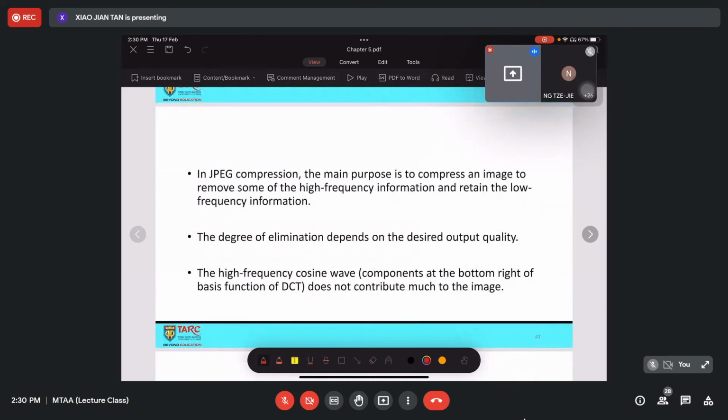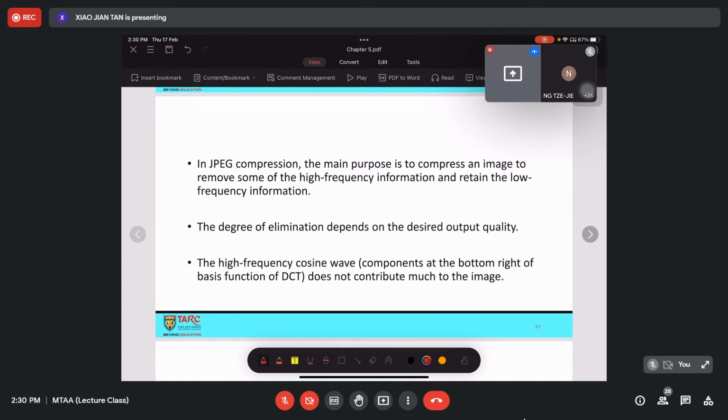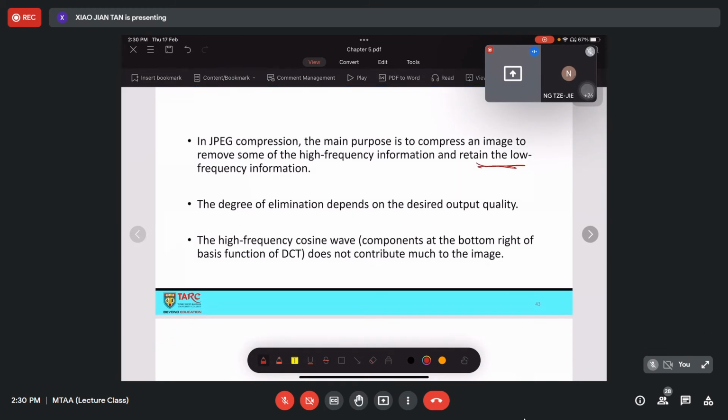So in JPEG compression, the main purpose is to compress an image by removing some of the high frequency information and retaining the low frequency information. The degree of elimination depends on the desired output quality, because most of the time when you compress an image, you can control the compression factor. So the higher the compression factor, the greater the compression it is. Okay.